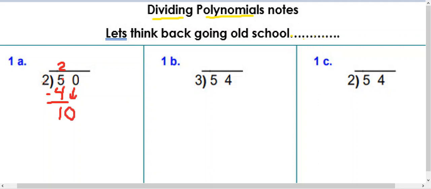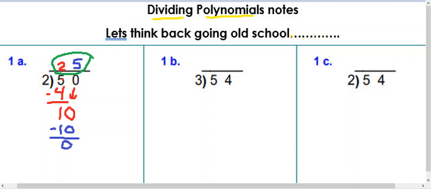So now I say, what times 2 will give me 10? Well, I know that 2 times 5 will give me 10. So 2 times 5 is 10. And then we subtract, 10 minus 10 is 0, which is what we want. So my answer for this problem would be 25.